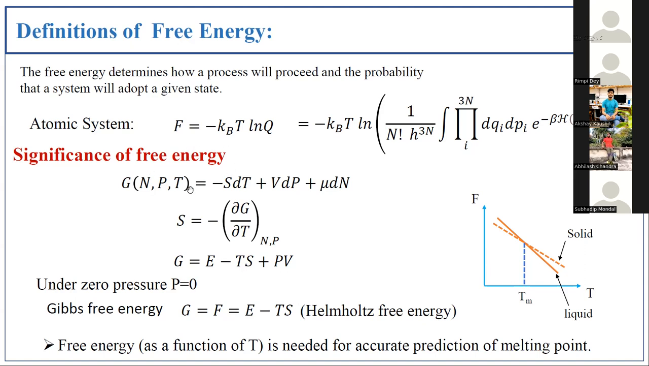And what is the significance of free energy? From free energy, we can calculate the entropy and internal energy of the system, and also we can predict the melting point if we construct the phase diagram as a function of temperature and free energy. Also, we calculate the rate of reaction by using the Eyring equation from the free energy. But the problem is that we cannot calculate the absolute free energy because the actual reference is unknown.